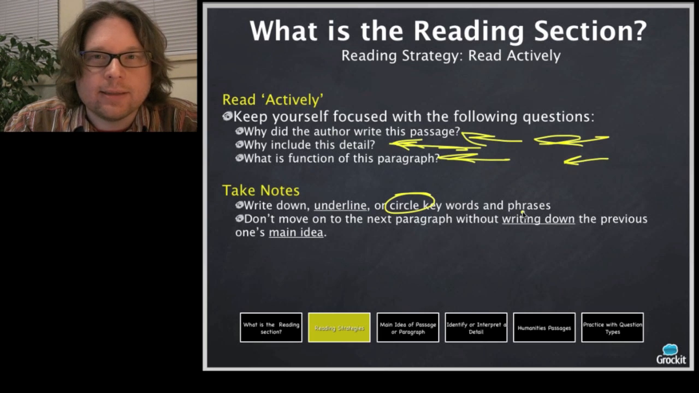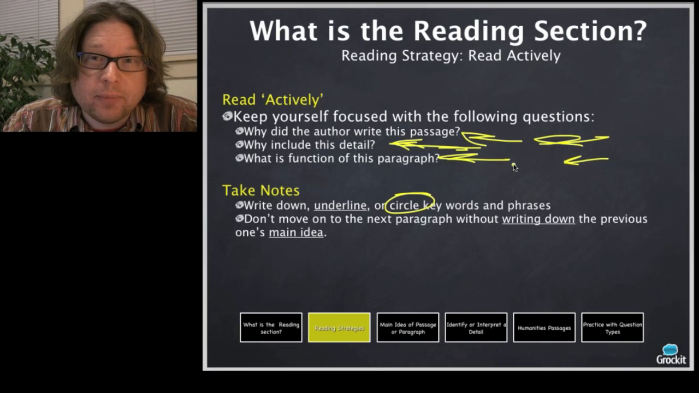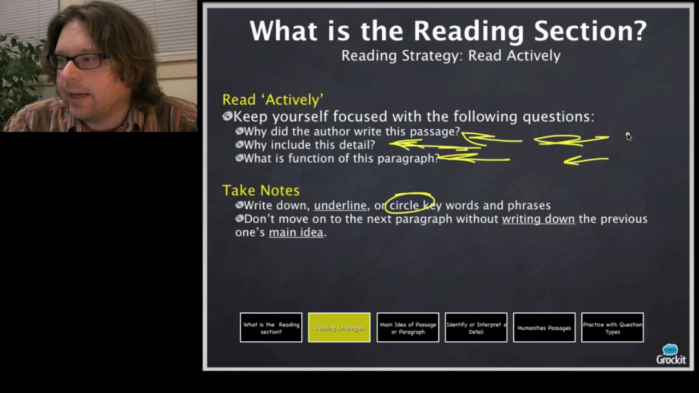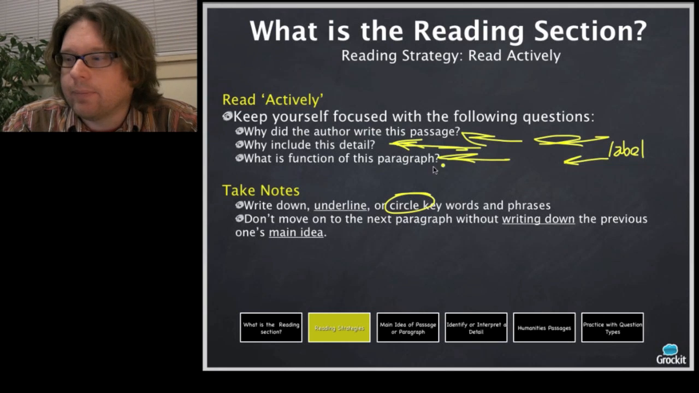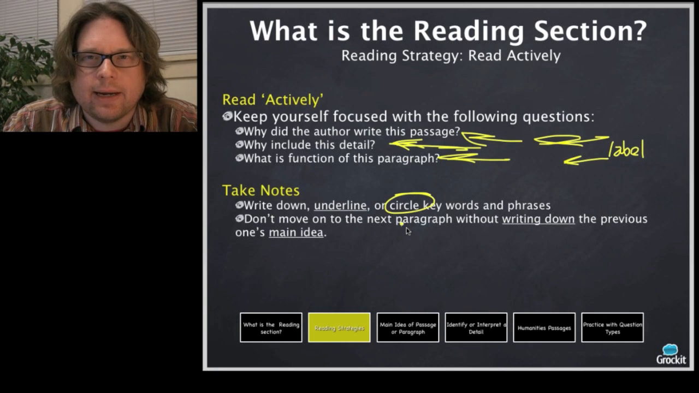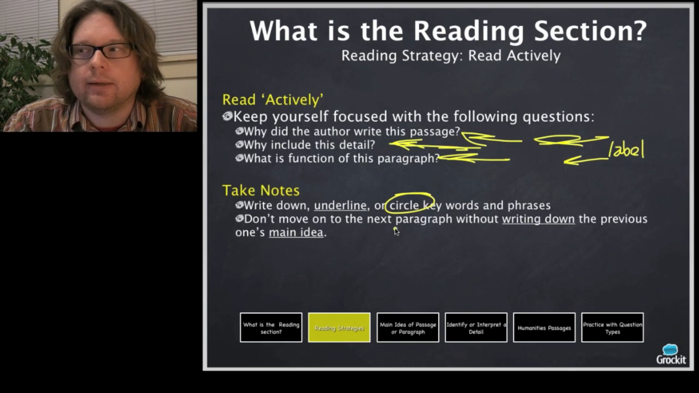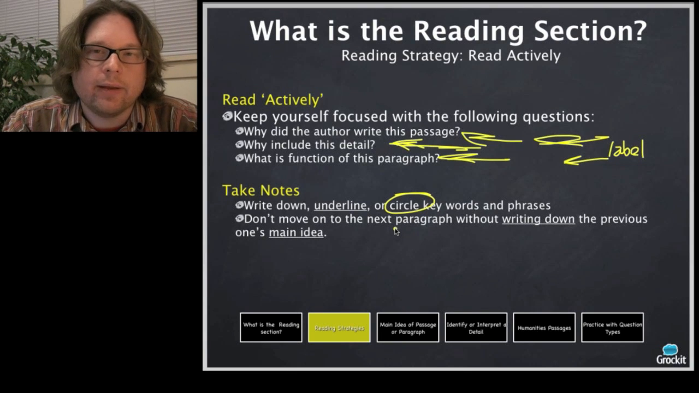That would be a more realistic arrow. Anyway, you can put little arrows pointing to key bits of the passage and put labels on them. So I could say, this is the part where that thing happens. That's part of reading actively. Don't move on to the next paragraph without writing down the previous one's main idea. This is especially true if you find yourself losing your train of thought within a passage.